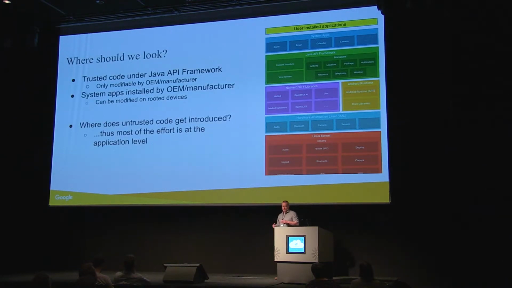But the question is also, when you're building up your detection, where are you actually looking? What are you actually focusing on the device? I don't know how well you can see this image. This is how the Android OS is structured. At the bottom, you can see the kernel level. Above that comes the hardware abstraction layer. Then you get the native libraries and runtime, the Java framework, and above that, the system apps and the user installed applications. From the Java API framework all the way down, that's all trusted code that cannot be modified by anyone except the OEM and the manufacturer.